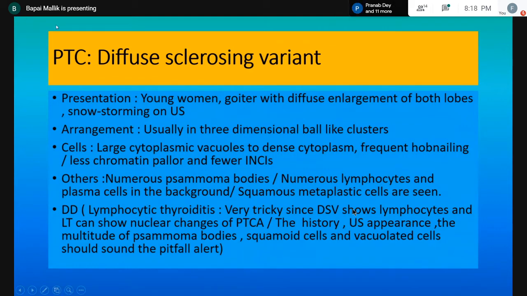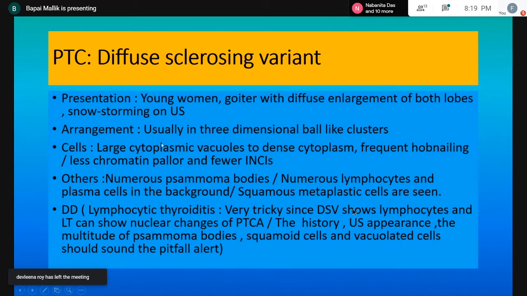Now, the cell arrangements, and I have got some pictures, are usually in three-dimensional ball-like clusters. This is the key: you see cells with large cytoplasmic vacuoles. When you see these cells, they are very suggestive of this particular lesion. However, when you see cells with large cytoplasmic vacuoles, you possibly move towards thinking of a diagnosis of metastasis, but not in this case. Here, in this particular tumor, again very rare, cells show a large cytoplasmic vacuole. Sometimes they can have dense cytoplasm. Hobnailing can be pretty frequent. And they have a lesser amount of chromatin pallor, and fewer INCIs according to some reports. But the one case that we have seen in our department was packed with intranuclear cytoplasmic inclusions, and it turned out to be a diffuse sclerosing variant of papillary thyroid carcinoma.